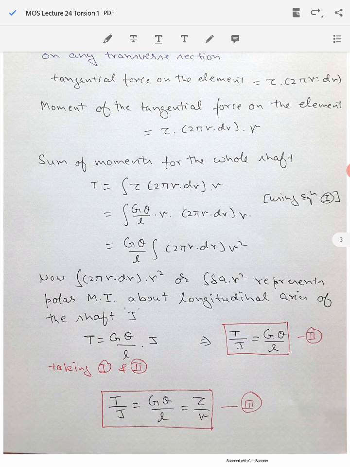If you combine the first and second equations, you will get the relation for torsion as T by J equal to G theta by L equal to tau by R. So that is our primary or main relation for the torsion, which relates the applied torque with the amount of shear stress that is being produced with the angular deformation that is happening in the section, theta.